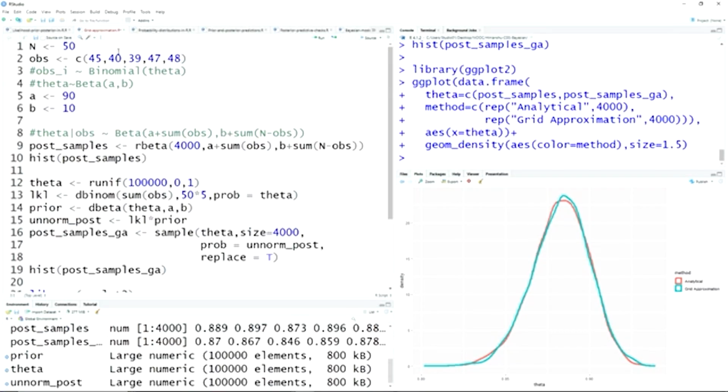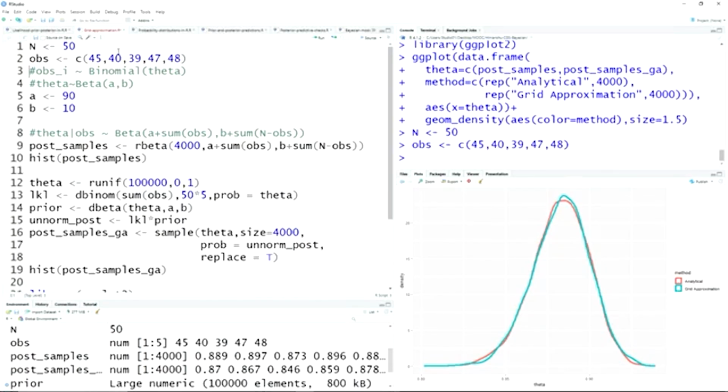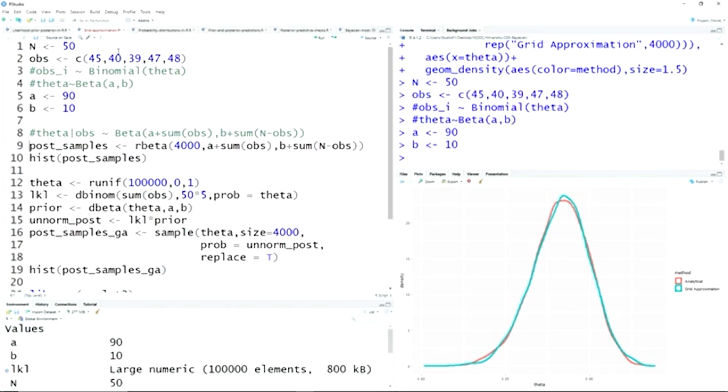So this was the example. Let's say you had an experiment where you are conducting 50 trials, and in each trial the participant has to give a correct or incorrect response, and you repeat this experiment 5 times. In experiment 1 the participant gives 45 correct responses, in 2 it gives 40 correct responses, in the third it gives 39, and so on, right? So that's the experiment. And you decide that the observed data points come from a binomial distribution where parameter theta has a beta distribution with A and B as 90 and 10.